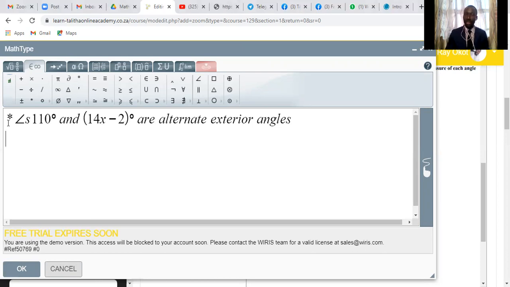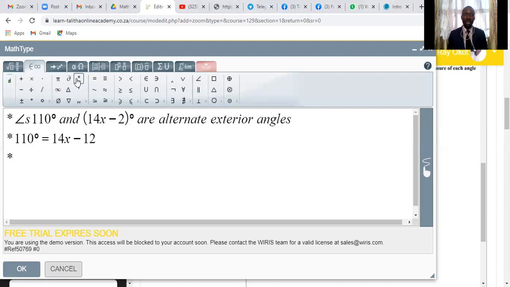That is not all. The other property here is that these two angles are also equal to each other. We can therefore say 110 degrees is also equal to 14x minus 12. You see that? Now, this type of illustration can help us to go ahead to find the value of what? The value of x.